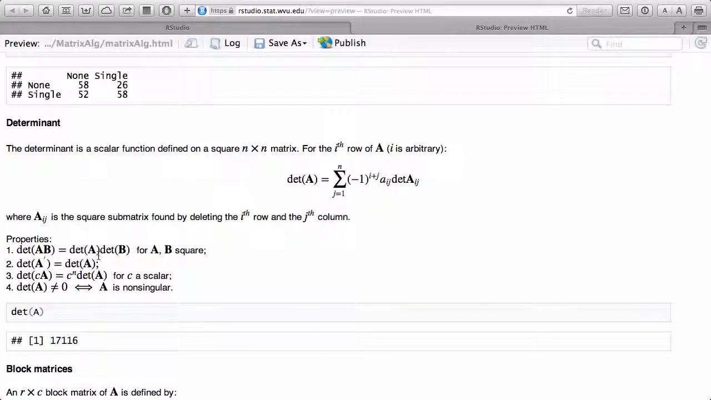There are some properties of determinants. The determinant of the product is the product of the determinants for A and B square. The determinant of A transpose is the determinant of A. The determinant of a constant times A is c to the n times the determinant of A. And the determinant of A is not equal to 0 if and only if A is non-singular. So we have these properties of the determinant.